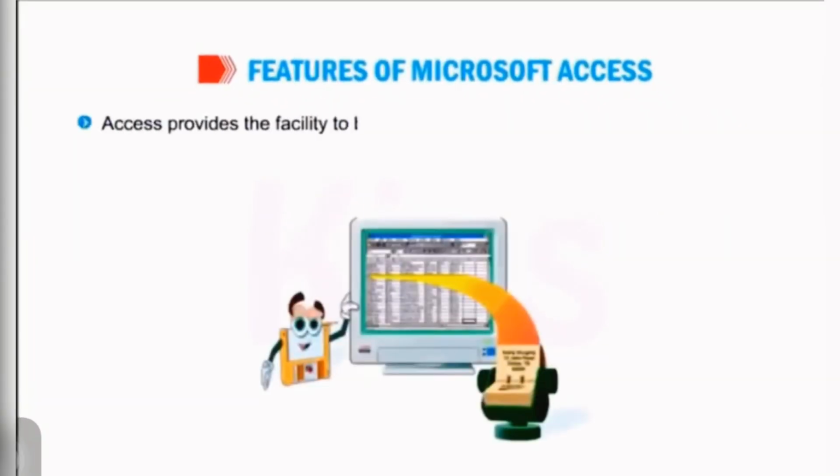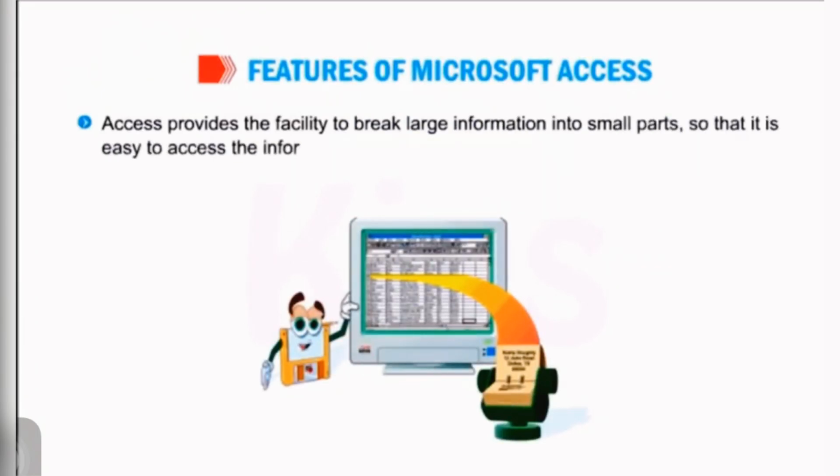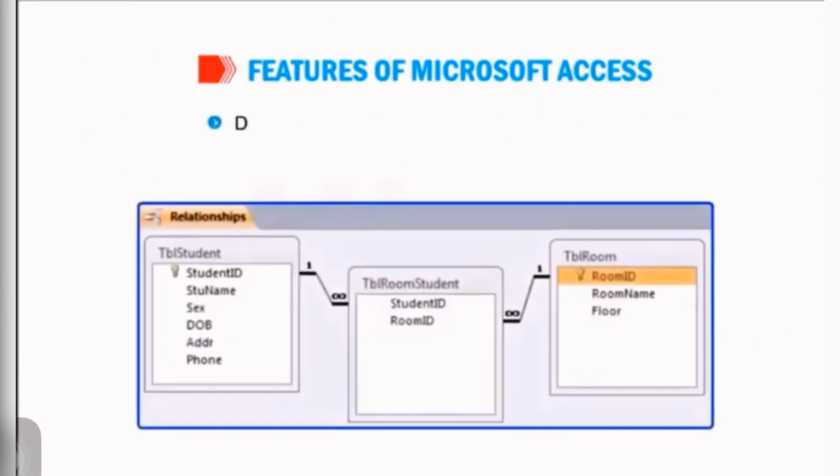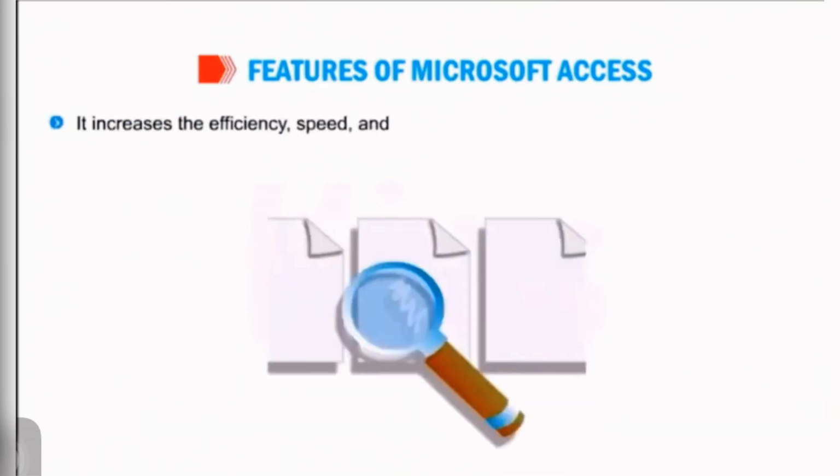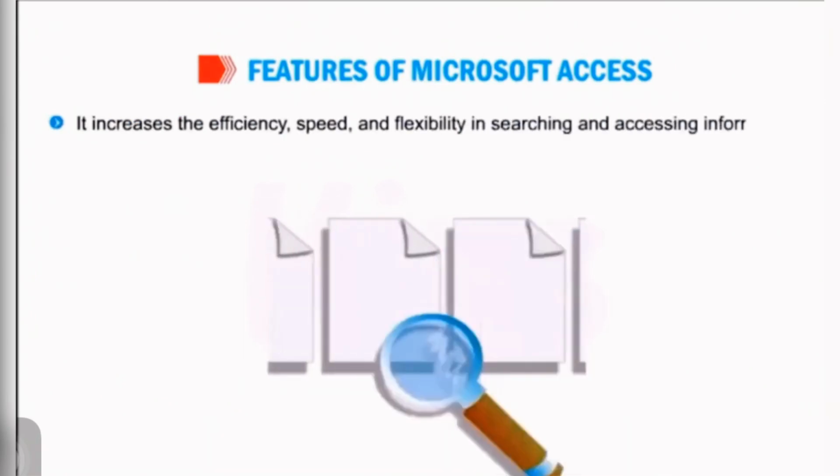Access provides the facility to break large information into small parts so that it is easy to access the information. Data redundancy, duplication of data, is reduced. It increases the efficiency, speed and flexibility in searching and accessing information.